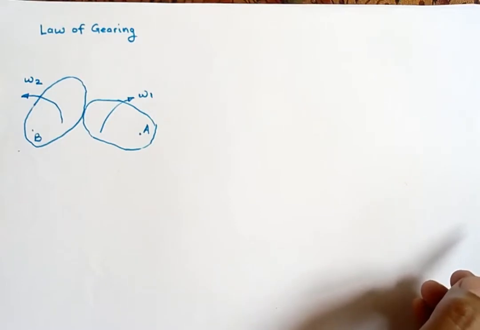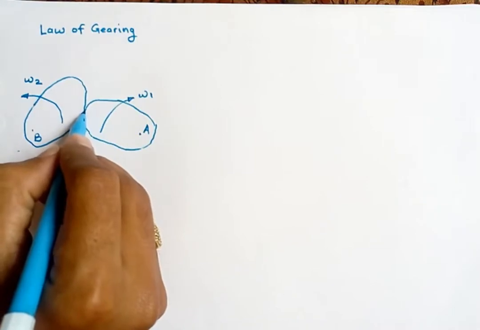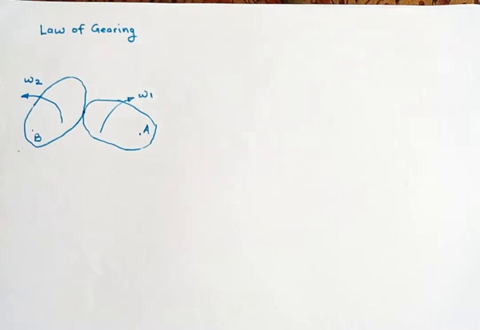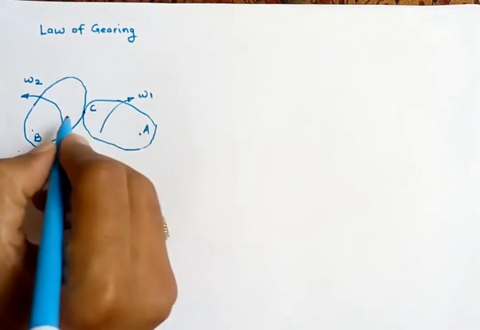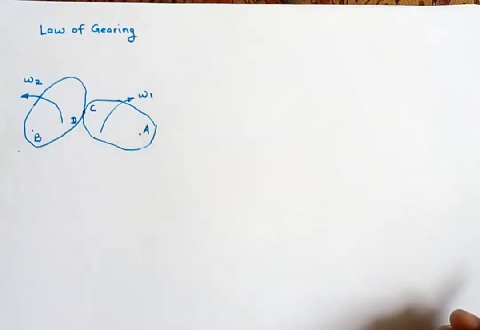Let these two profiles have a common point of contact. Let that point of contact, if it is considered on the first profile, be indicated by C, and if it is considered on the second profile, let it be point D. So C and D are the same points, but if it is considered on profile 1, it is called C, and if it is considered on the second profile, it is point D.